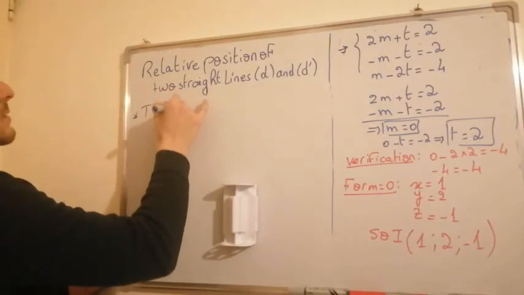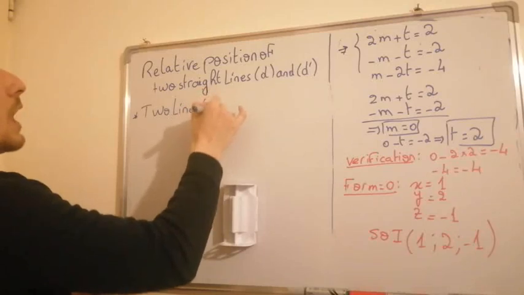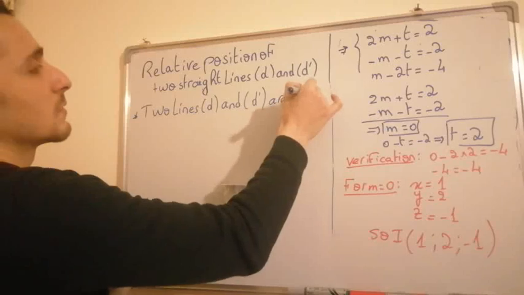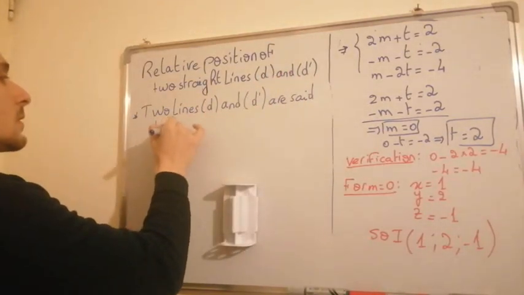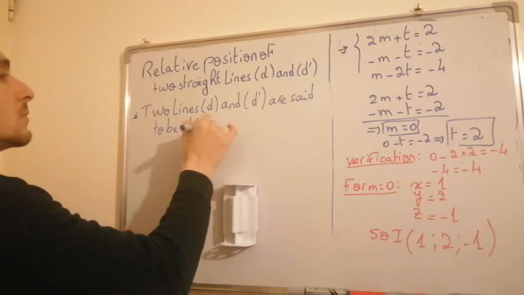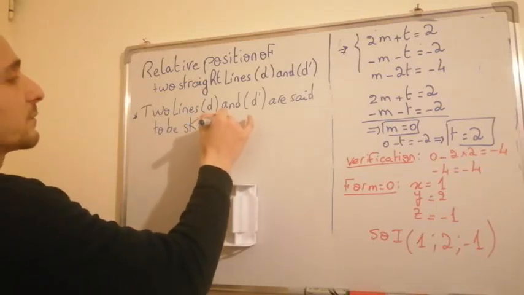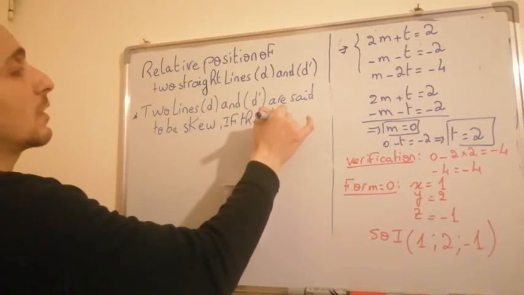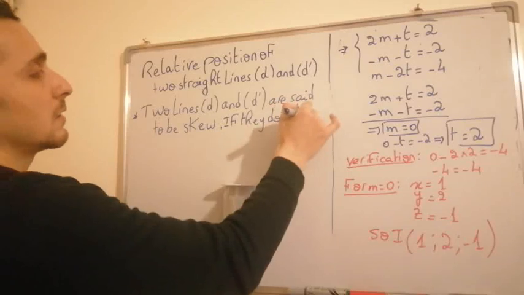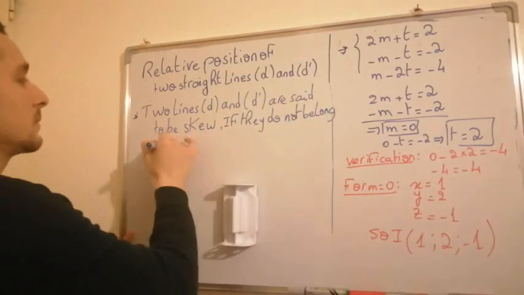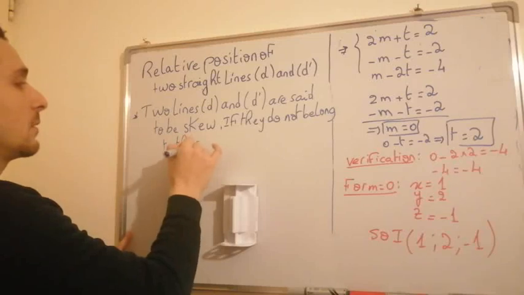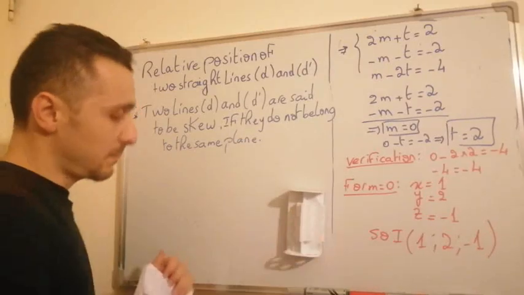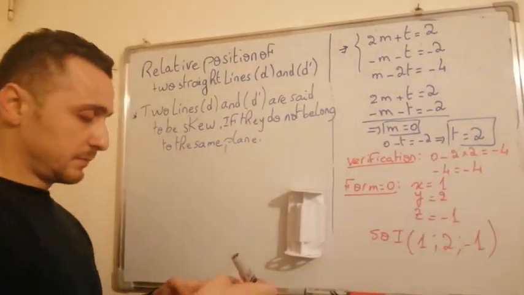Two lines D and D prime are said to be skew if they don't belong to the same plane. Okay guys? Now let's take an example. I have an example prepared here.